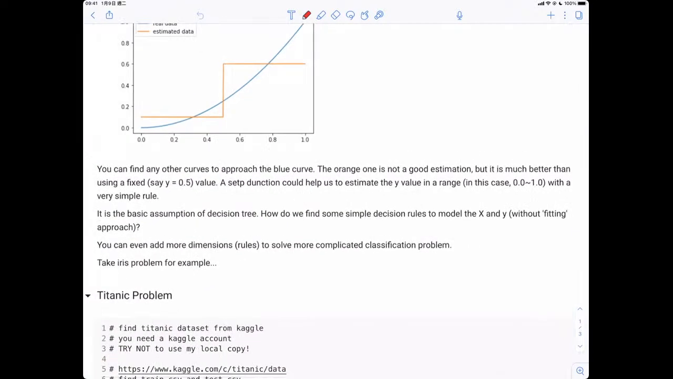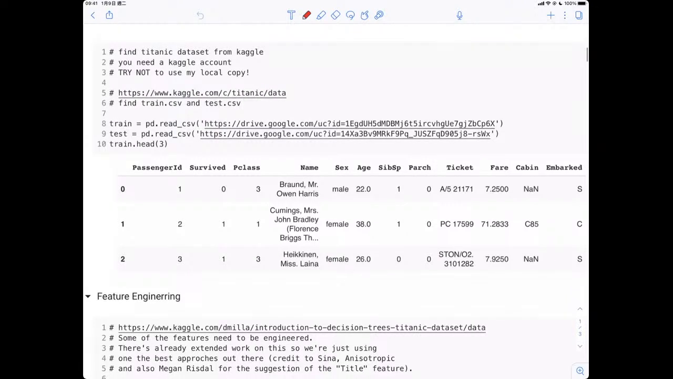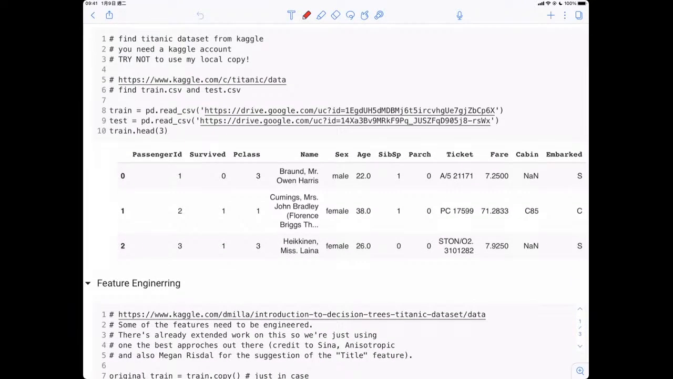So here's an example. I think it would be much better to take a look at the second example, which is clearer. That is a very well-known dataset for analysis, called Titanic. Titanic is the boat, right? You can download the data from my Google Drive.